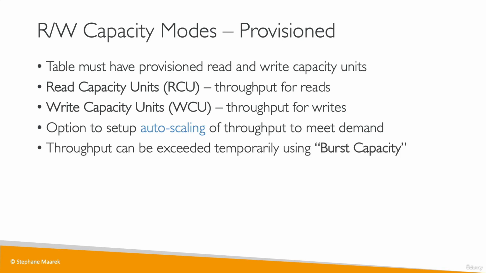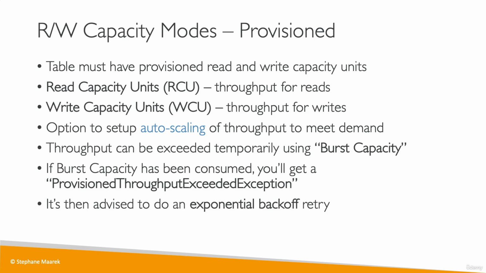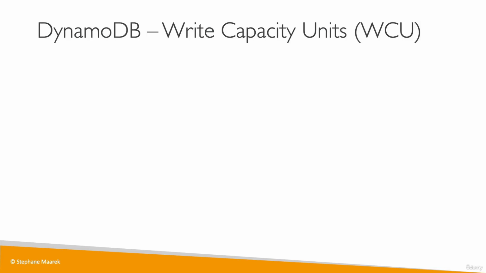Now, in case you go over the RCU and over the WCU because you are consuming more or writing more than what you provisioned, it's completely fine because you can temporarily tap into what's called burst capacity. But if you exhaust the burst capacity because it's been fully consumed, then you're going to get an exception called the ProvisionedThroughputExceededException, which is very obvious about what it is. Then, in case you get this, you need to obviously retry, and the strategy to retry your writes or your reads is called the exponential backoff retry strategy.